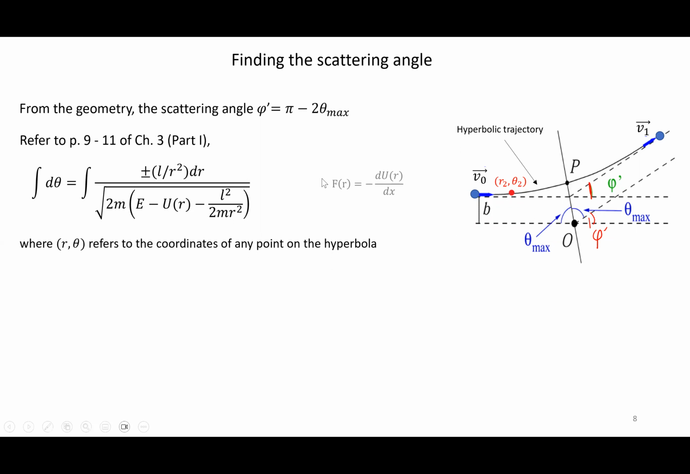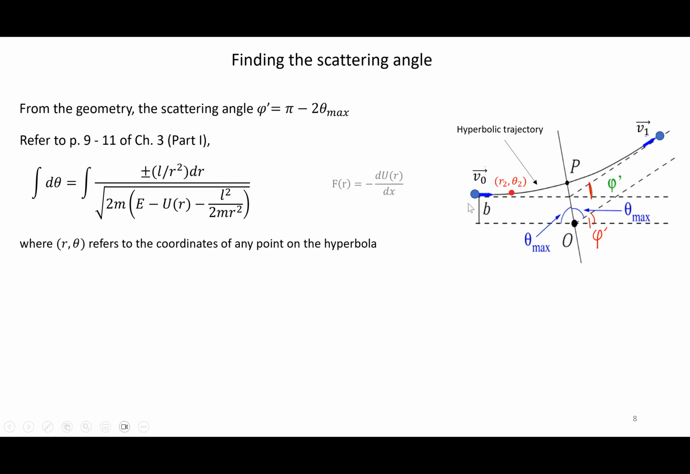So in other words, this phi prime is equal to pi minus 2 times theta max. So if we are able to find out the theta max, that would be enough for us to get to phi prime. Theta max, as I mentioned previously, is related to the asymptotic line of this hyperbola.